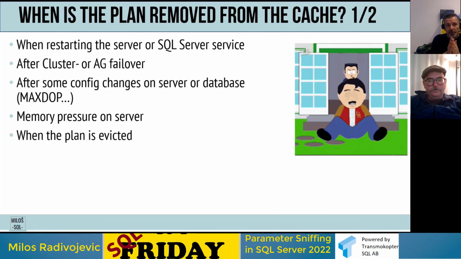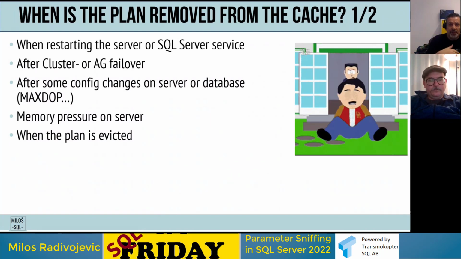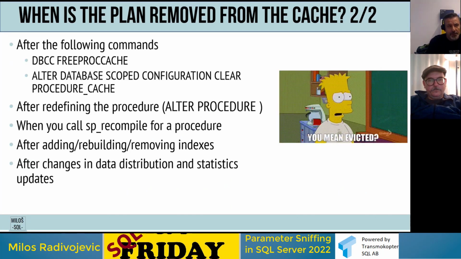What happens when the plan is removed from cache? When you restart the server or SQL Server instance, after a failover cluster, when you change big things on the database like mark stop, when you have memory pressure on the server, when the plan is evicted, and when you run DBCC FREEPROCCACHE. After you alter a stored proc, regardless of whether you change the definition or not, when you run ALTER PROC, the plan is evicted from cache. Also when you call recompile, when you rebuild, add or remove indexes, and you have significant changes in the database and in statistics.